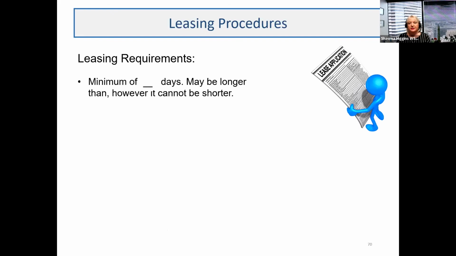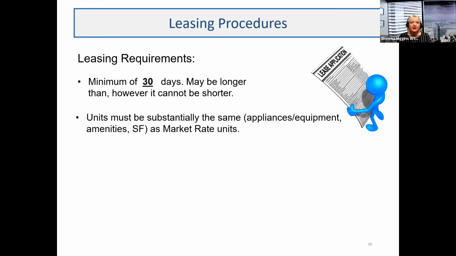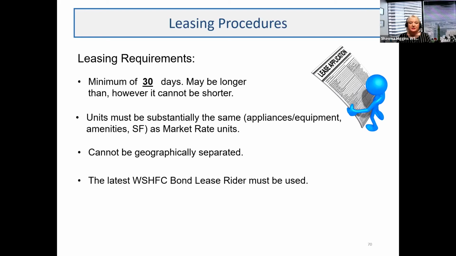Leasing requirements. A minimum of 30 days lease needs to be used, or longer, but it cannot be shorter than 30 days. And the units must be substantially the same size, with the same appliances, equipment, amenities, and square footage as market rate units. And they cannot be geographically separated. And the latest Commission bond lease rider must be used. And non-renewal of leases requires good cause.